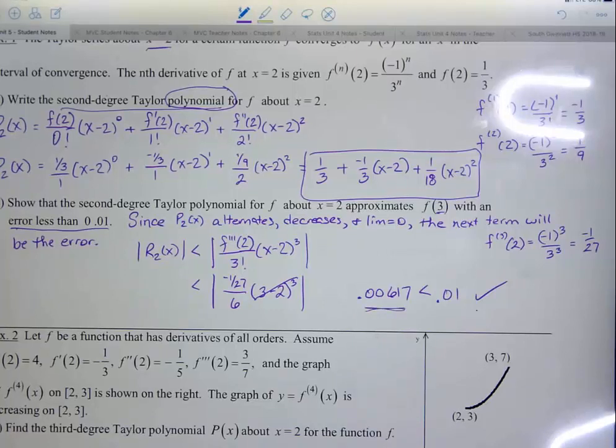And we're always going to compare it to 0.01? No, we will compare it to whatever they tell us. Sometimes they'll tell us 2/3, sometimes they'll tell us 0.5, but because it says less than 0.01. All right? Did you follow what I did? Not too bad. Okay. Let's move on to the next one.